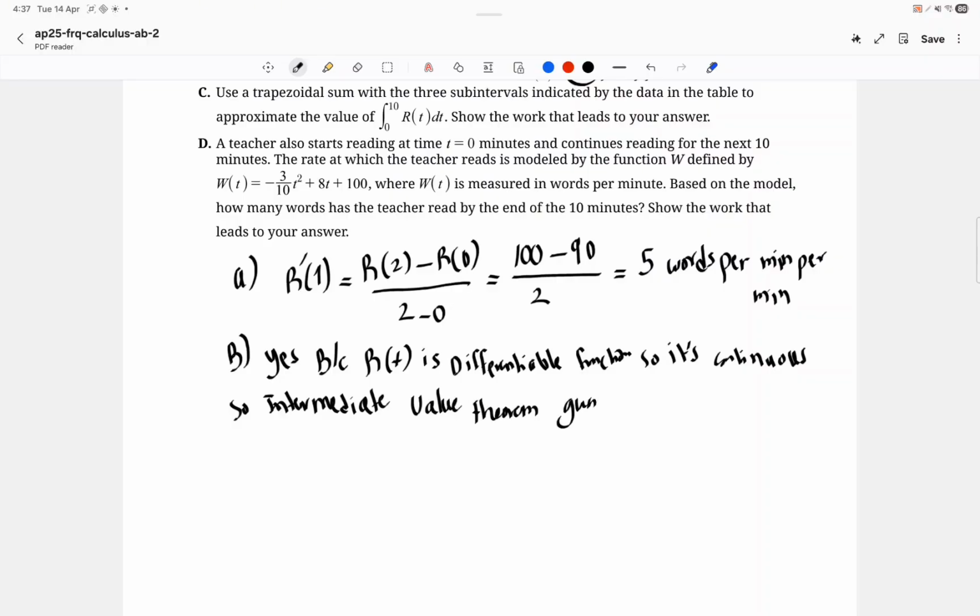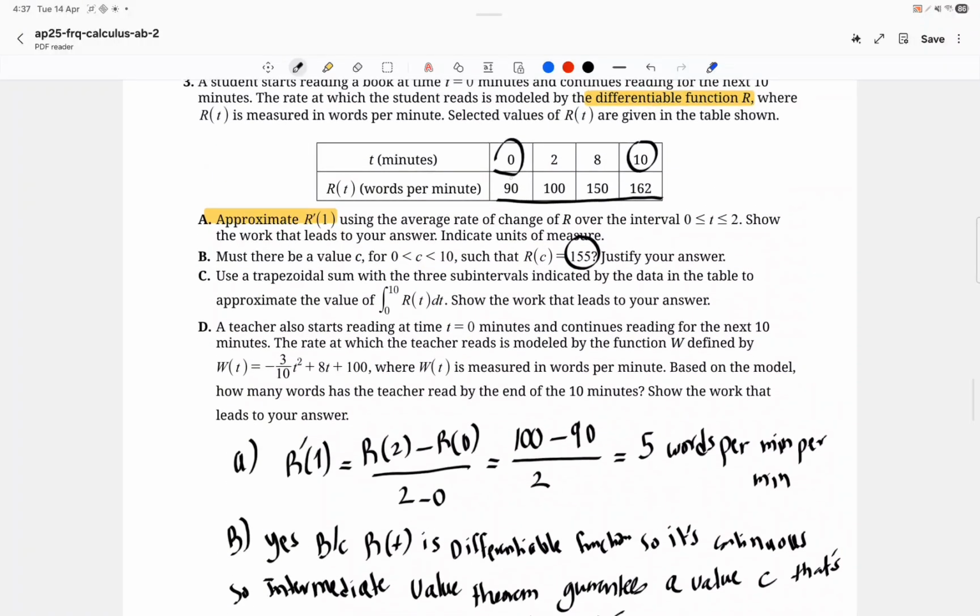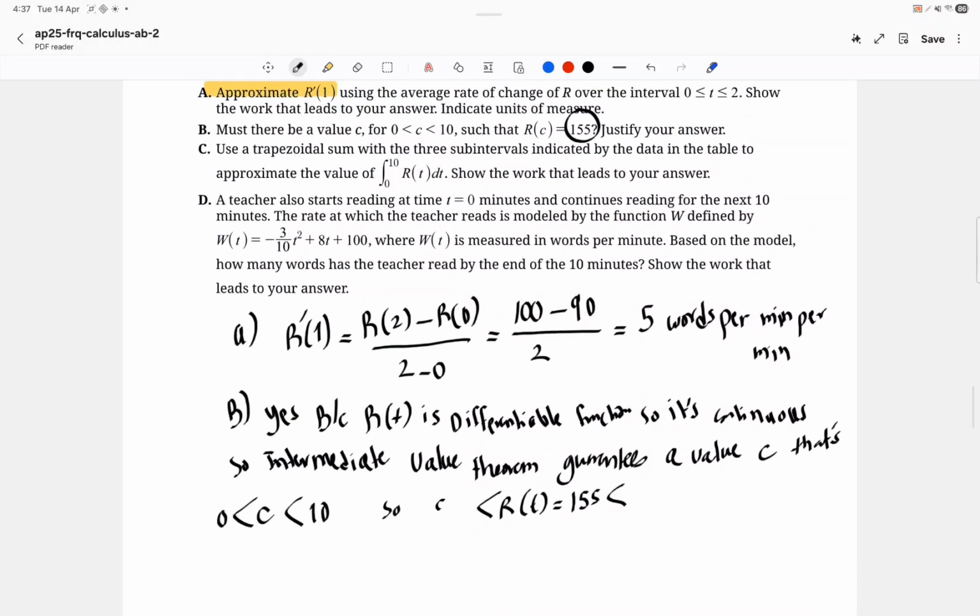Value theorem guarantees a value c, where c is bigger than 0 and less than 10, so that R of t is equal to 155, since 155 is bigger than 90 and less than 162. That's how you answer part B.